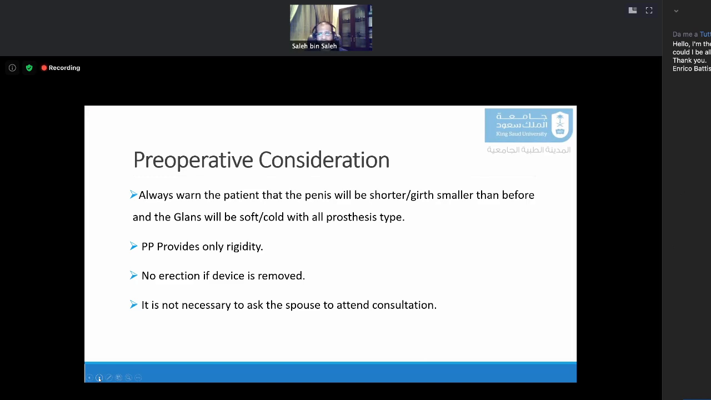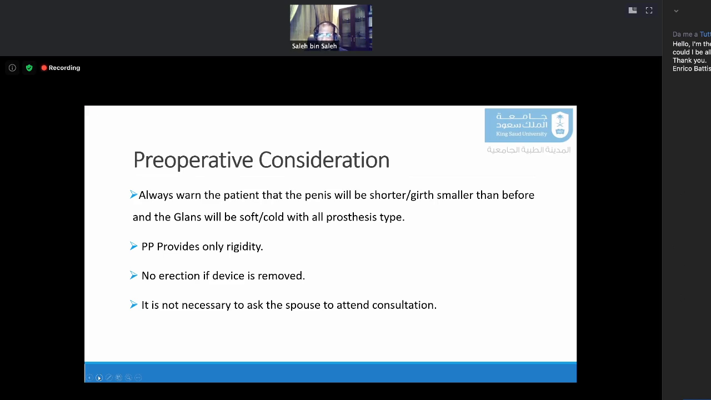And I have also to inform my patient that the penile prosthesis provides only rigidity. If your libido is good before the surgery, it will maintain normal libido after the surgery. It will not affect your urination, and most of the time it will not affect the ejaculation or orgasm. And once the device is removed in case of infection and you cannot do anything about it, you will have no more erection. And this has to be clearly written in our consent to our patients.